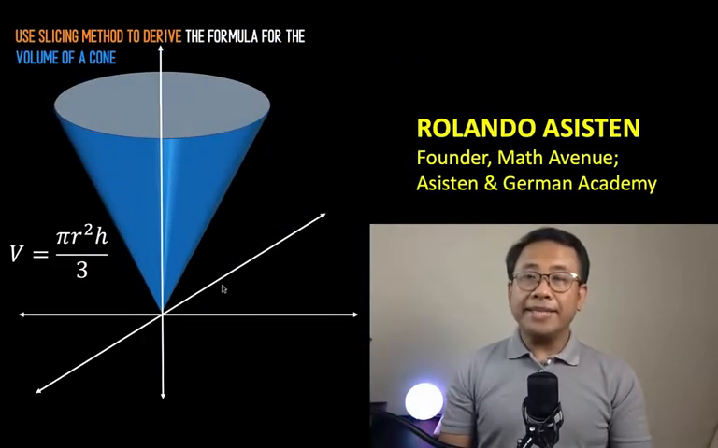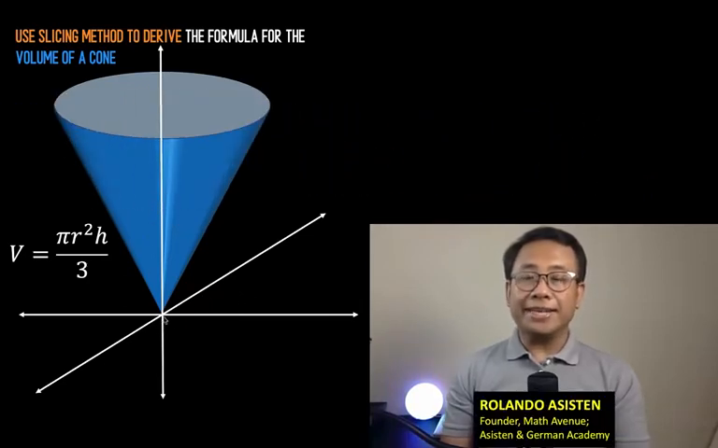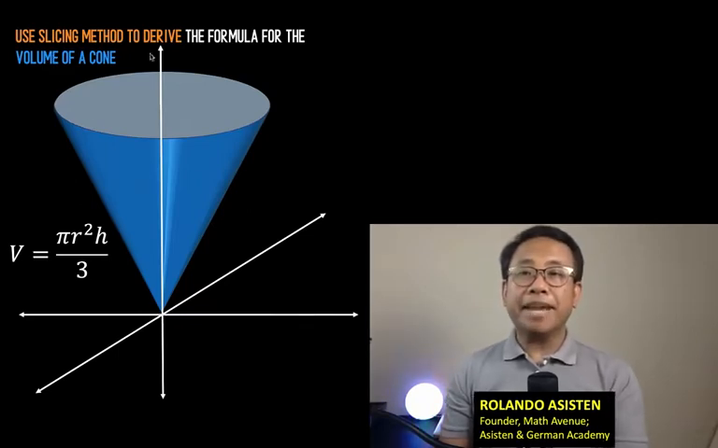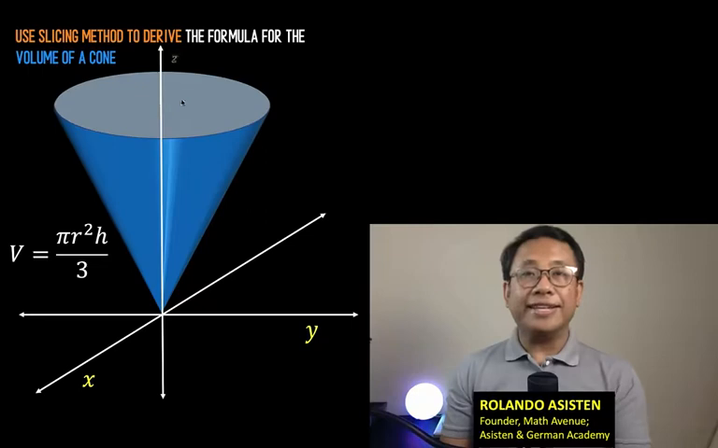Let's begin by situating our cone in an XYZ space where the vertex of the cone is at the point of origin. We are going to use a calculus method called the slicing method in order to derive the formula using definite integration. So let's label the axes. Let's call this the x-axis. This is the y-axis, and the vertical axis is our z-axis.